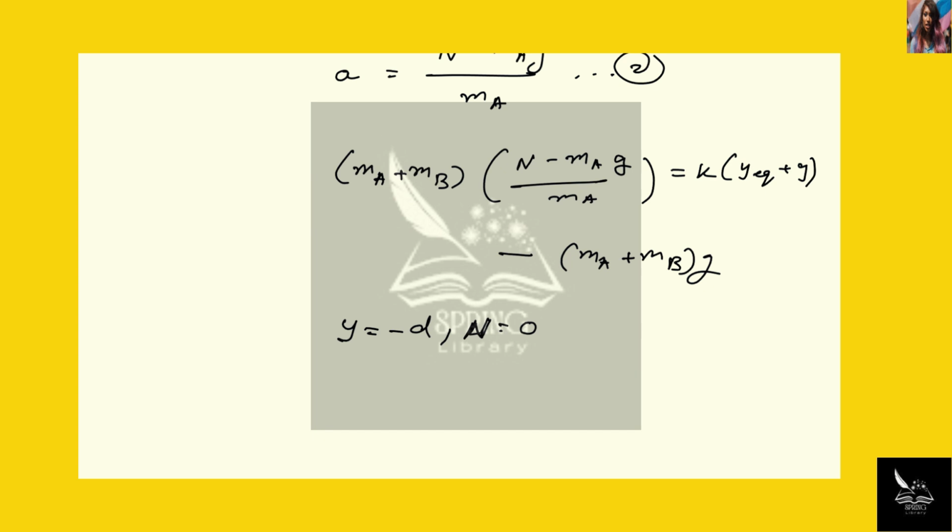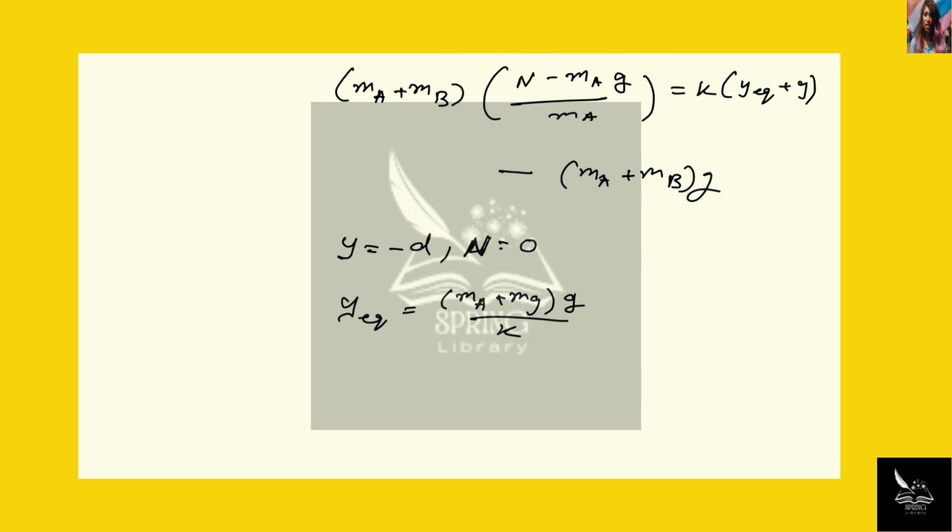Y equilibrium is pretty simple. Y equilibrium will be equal to the spring force over K, that is, the weight, (Ma + Mb) times g, by K. So K y equilibrium will be equal to this value. Now you have to plug in all these values here.